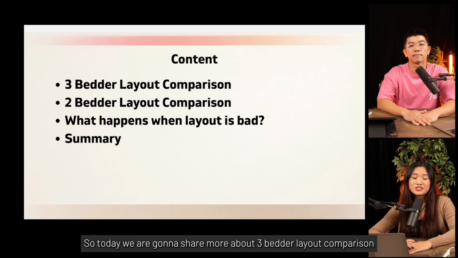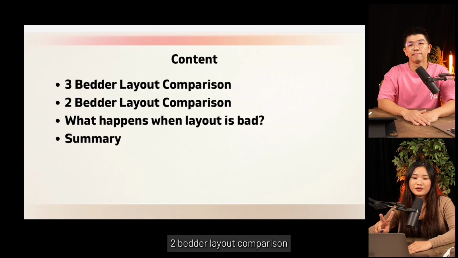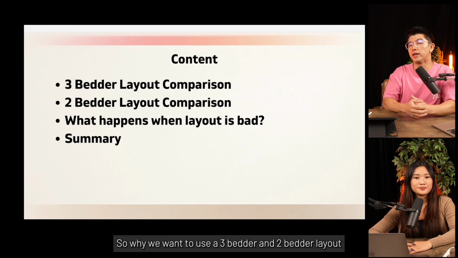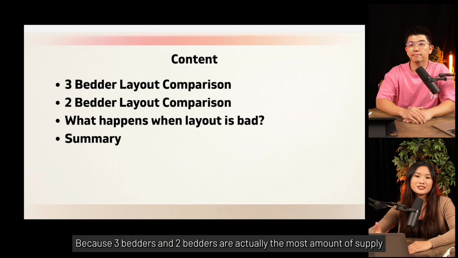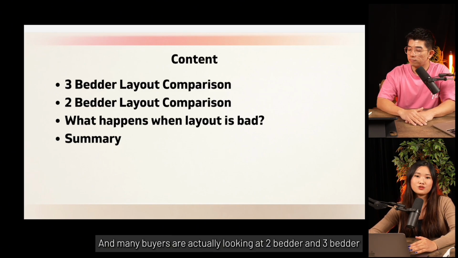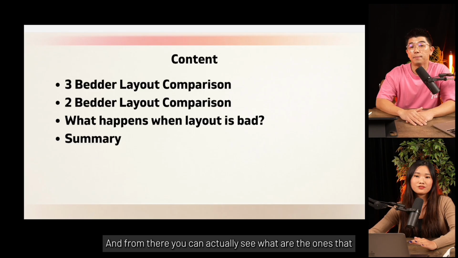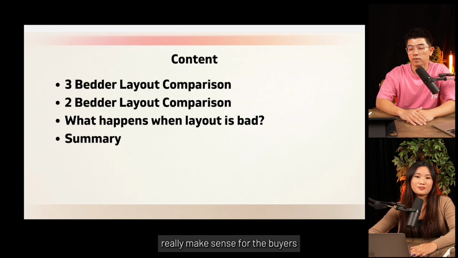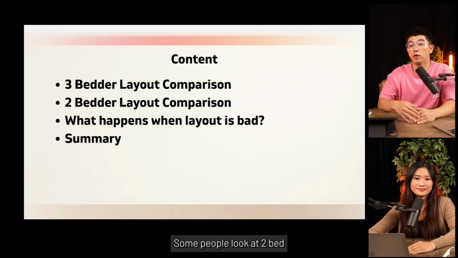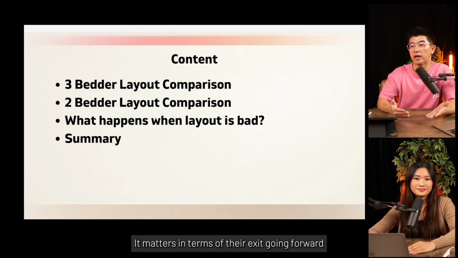Today we are going to share a 3-bedder layout comparison, a 2-bedder layout comparison, and what actually happens when a layout is bad. Why use 3-bedders and 2-bedders? Because they are the largest amount of supply in the market, and many buyers are looking at them, so from there you can see which ones really make sense for buyers. From our analysis, some people look at 3-bed, some look at 2-bed, and it matters for their exit going forward.